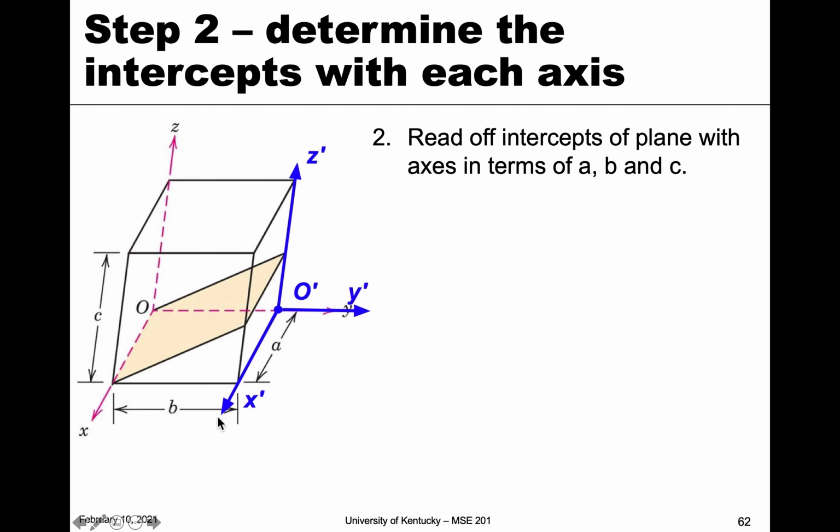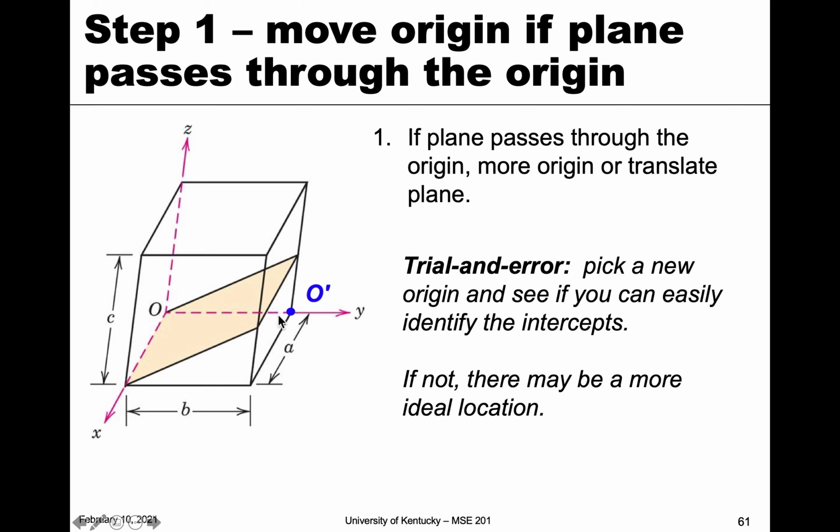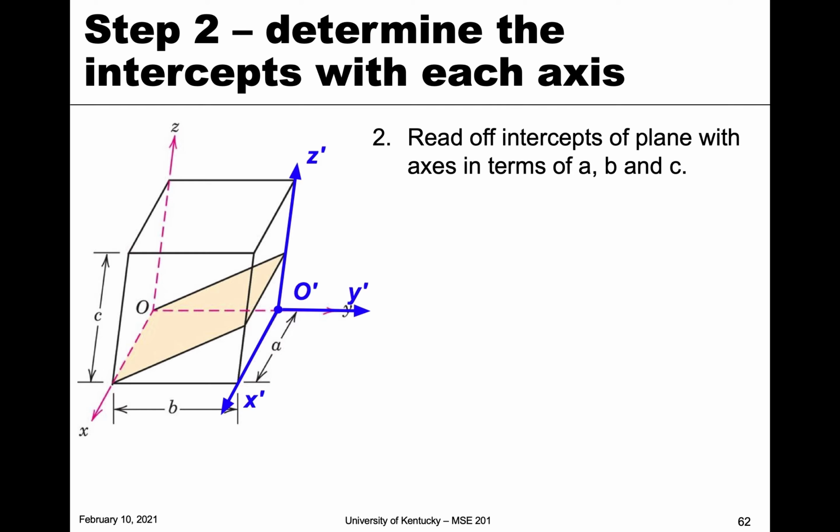So I'm redrawing the coordinate system with x prime, y prime, and z prime starting here. All right, so we do that, and basically you want to try to just pick the most ideal location, and I'll show you what that means as we go through the next steps. All right, so I've got my origin, I've got my axis system.